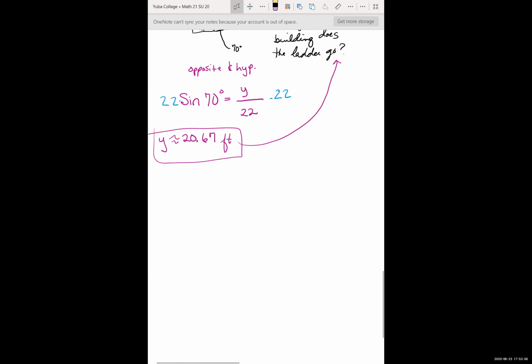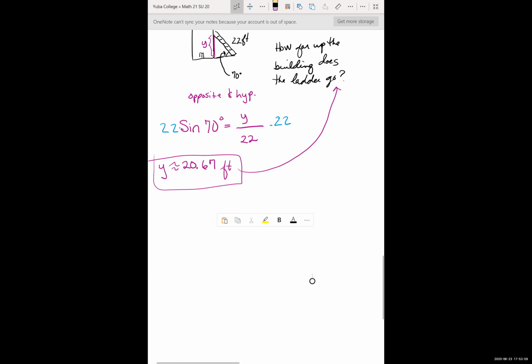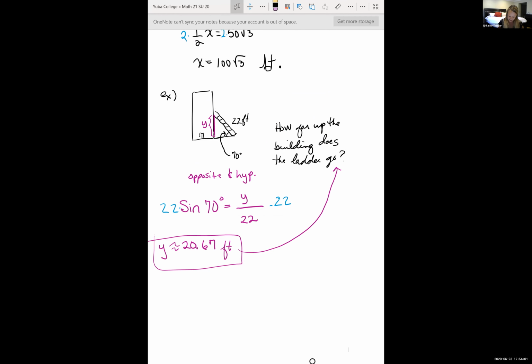Hold on. How did you get the 20.67? So right here, I multiplied both sides by 22. So I got y was equal to 22 times sine of 70 degrees. 70 degrees is not one of the angles that we know, and so I had to use my calculator. And I knew to use sine because of the ratio of sides that I was given and what I was trying to find.